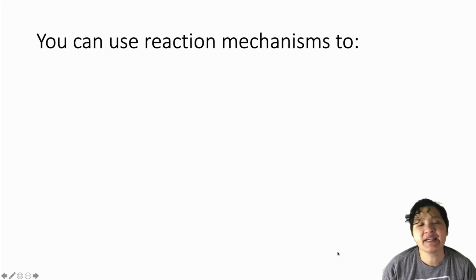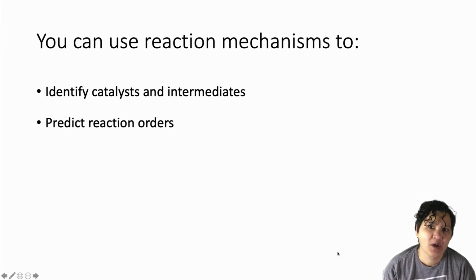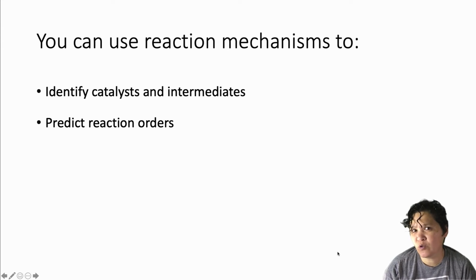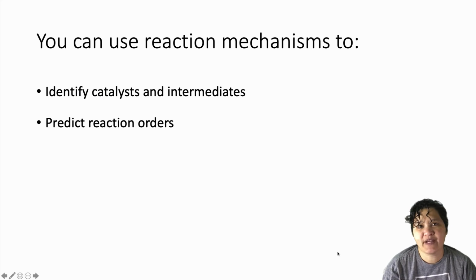So why do we even care about reaction mechanisms? First of all, we can use reaction mechanisms to identify catalysts and intermediates. And secondly, we can use them to predict the reaction order of the kinetic rate law. Remember that I told you that we can only determine the rate law experimentally, and that's true, but we can usually come up with a couple of possible reaction mechanisms for a given reaction, and we can use those reaction mechanisms to determine the possible rate laws for that reaction.